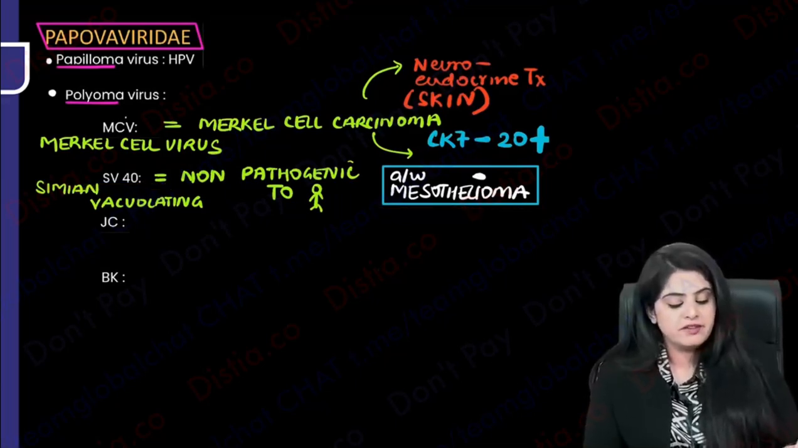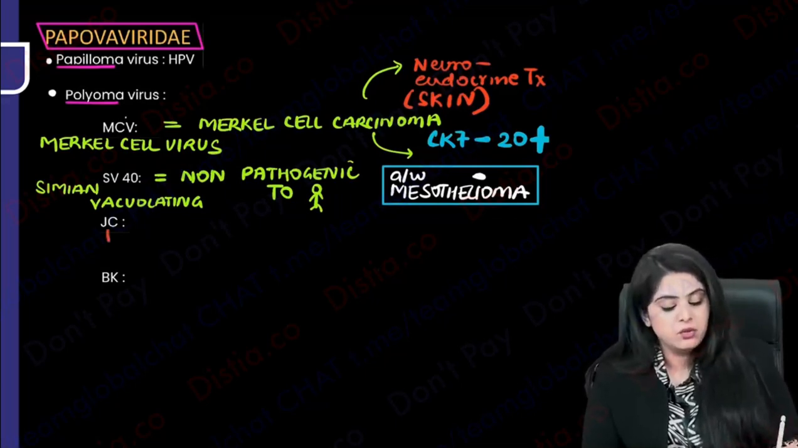Okay, now we come to JC virus. JC virus is a virus that is going to go and attack the oligodendrocytes of the brain.